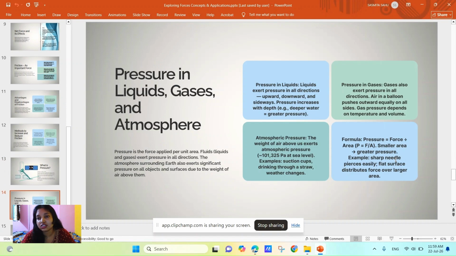Pressure in gases: gases also exert pressure in all directions. Air in a balloon pushes outward equally on all sides. Gas pressure depends on temperature and volume. Atmospheric pressure: the weight of air above us exerts atmospheric pressure. Example, suction cups, drinking through a straw, weather changes. Formula: pressure equals force per area. Smaller area, greater pressure. Example, a sharp needle pierces easily, a flat surface distributes force over a large area.